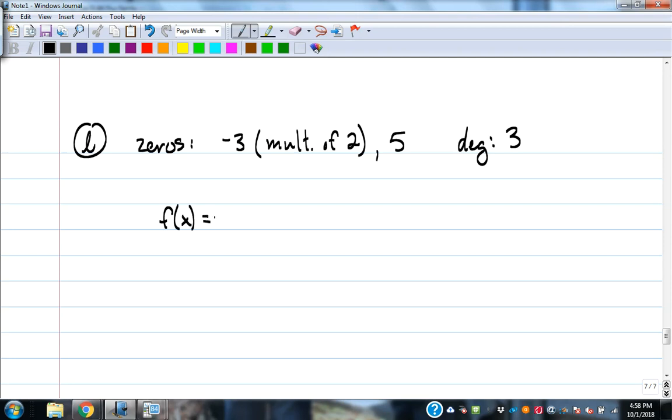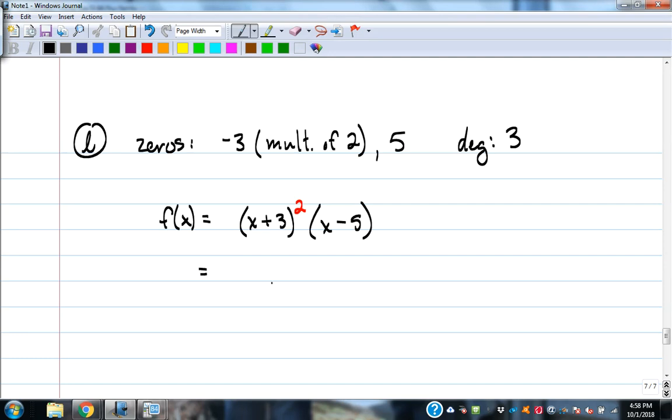So the key to doing this is just start with the factors. If -3 is a 0, what's the factor that goes with that? X plus 3. How many of those should there be? 2, because it has a multiplicity of 2. Absolutely, that's how I would start out, is putting x plus 3 squared. And then what's the factor that goes with the 5? X minus 5. Good.